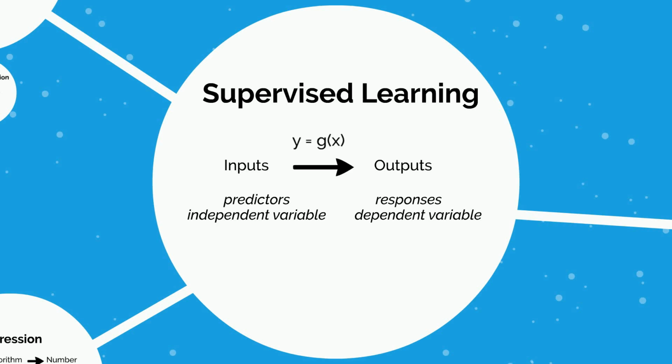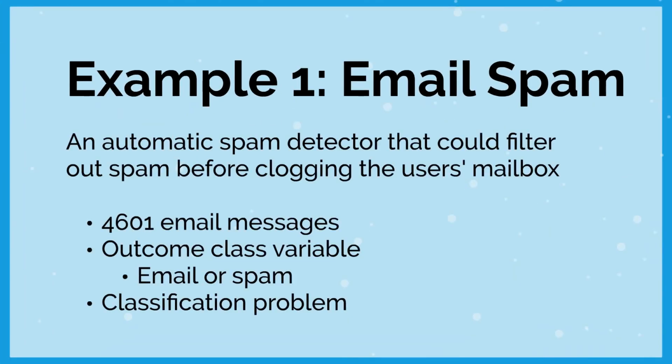So let's take a look at what that would look like. Example 1, we have email spam. In this scenario, this was a real problem that was solved with machine learning. An automatic spam detector was developed that could filter out spam before clogging the user's mailbox. So to do this, they had a data set of 4,601 email messages, and they classified them into either email or spam. So the outcome class here is just two classes. It's either a genuine email or it's a spam email. And because our output is a class, this is, again, a classification problem.